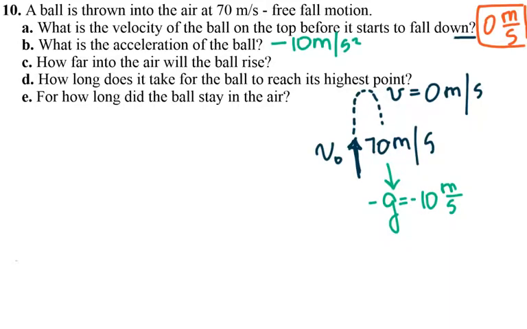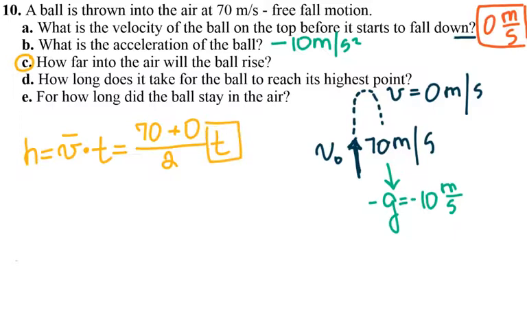How far into the air will the ball rise? So if I want to know how far into the air the ball will rise, I need the distance formula. So that is average velocity times the time. Average velocity. So initial velocity is 70. Final is 0. And divide by 2 times the time. I don't know the time yet. I haven't figured out the time. So let me find the time first before I can plug it in.